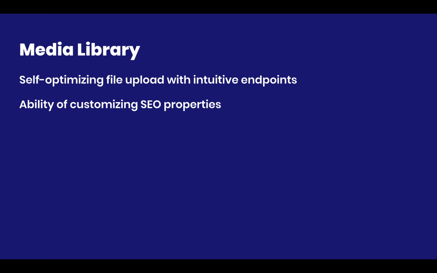So the media library offers self-optimization for file upload and with intuitive endpoints, the same endpoints as before, which are very simple to get started with, by the way. And it also adds some nice to have features for SEO optimization. So you can rename your image, add your meta tags, stuff like that, as well as optimizing the weight of the file by using the Sharp plugin from npm.